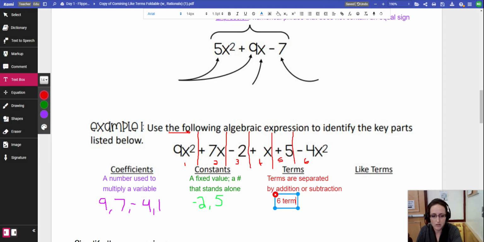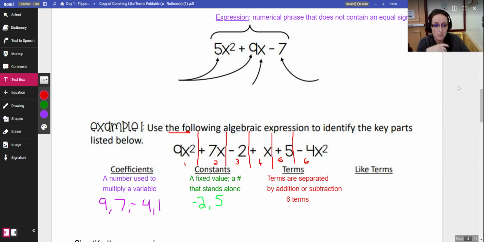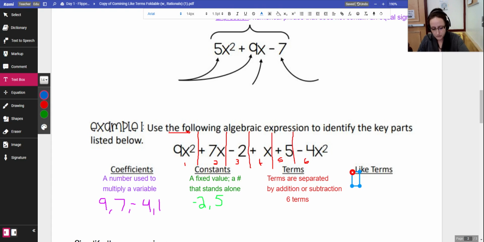6 terms. You will be asked to identify the number of terms, the coefficients, what the constants are, and then you'll be asked to talk about like terms. I'm going to go ahead and move myself up there. Like terms. Like terms are exactly what they sound like. They are things that look alike. So like terms are terms that are like each other.